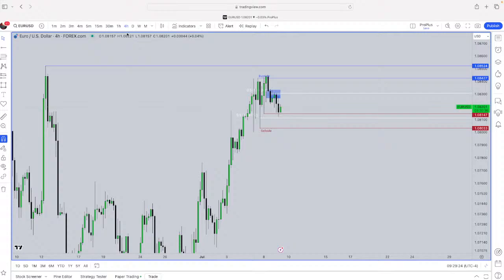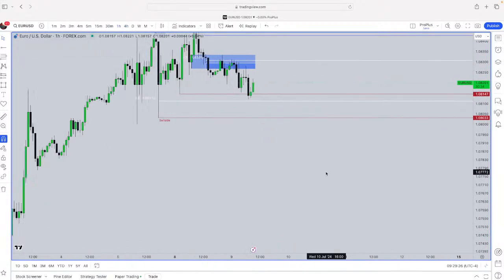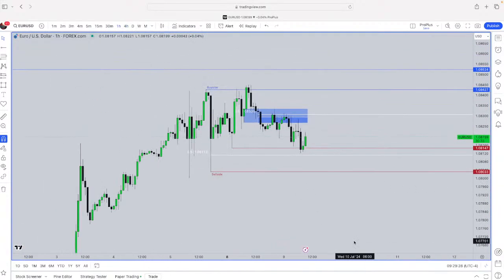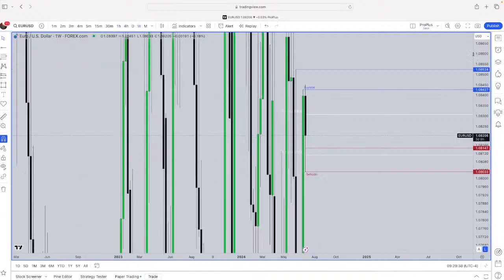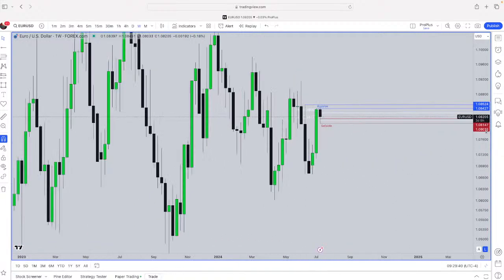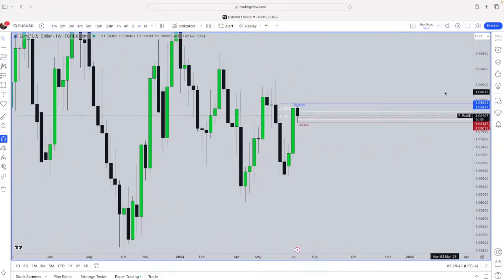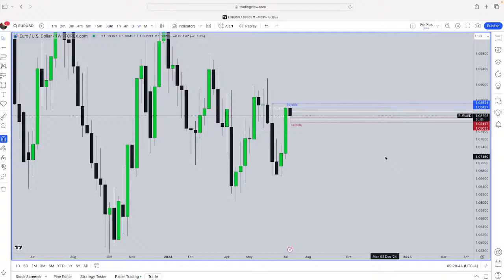Yeah, Euro was decent today. Is one shot one framed on the weekly? No. Yeah, nice, bro. Are you bullish or bearish for the one shot on the weekly, mate?